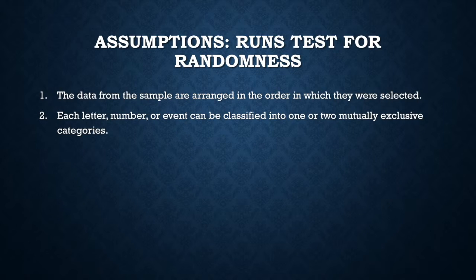The assumptions for the runs test for randomness include assuming that the data from the sample are arranged in the order in which they were selected, and we can also assume that each letter, number, or event can be classified into one of two mutually exclusive categories.